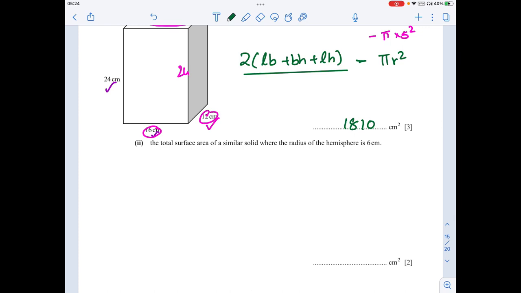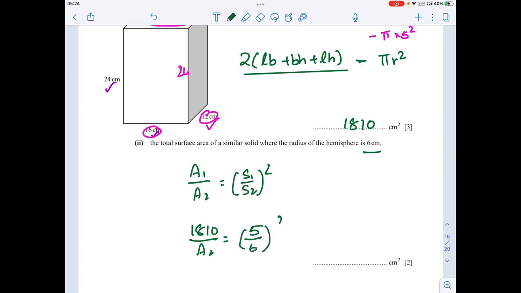Total surface area of the similar solid, where the radius of the hemisphere is 6. So area 1 upon area 2 equals side 1 upon side 2 whole square. Area 1 is 1810, area 2 we don't know. Side 1 was 5 and side 2 was 6 whole square. So area 2 will become 1810 divided by 5 upon 6 whole square.